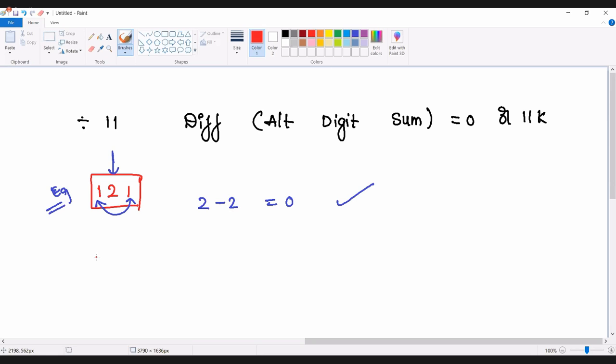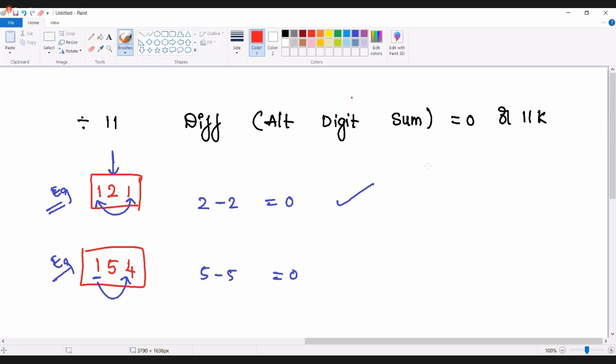Let's assume that I have the number 154. Is this number divisible by 11 or not is the question. What you need to do is go with the difference of alternate digits' summation. Start with this, go with the alternate: 1 plus 4 is 5. The middle number is 5. The difference of these two is 0. We can say this number is divisible.